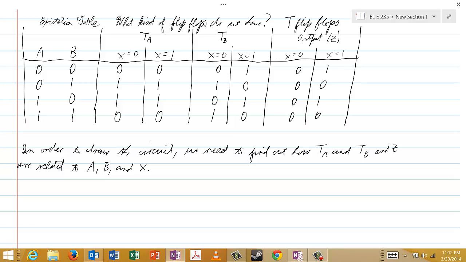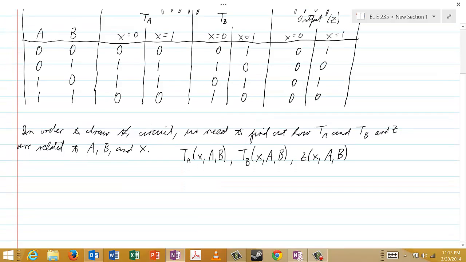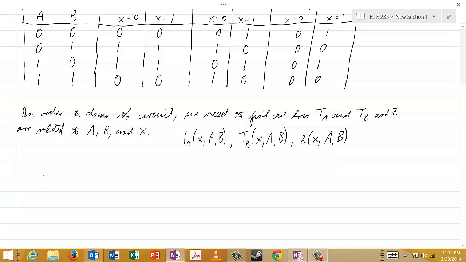And so, as you might anticipate, we'll be looking at Karnaugh maps. So let's start, for instance, with TA. So we're going to regard each of these now as a function of X, A, and B in that order. So this is TA, TB of X, A, and B, and Z of X, A, and B. So let's start with TA.